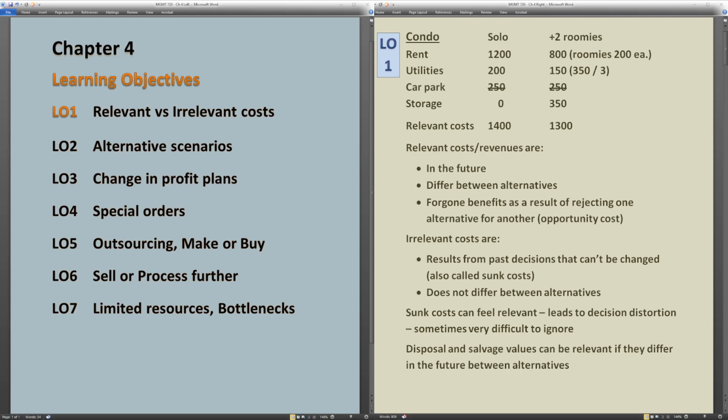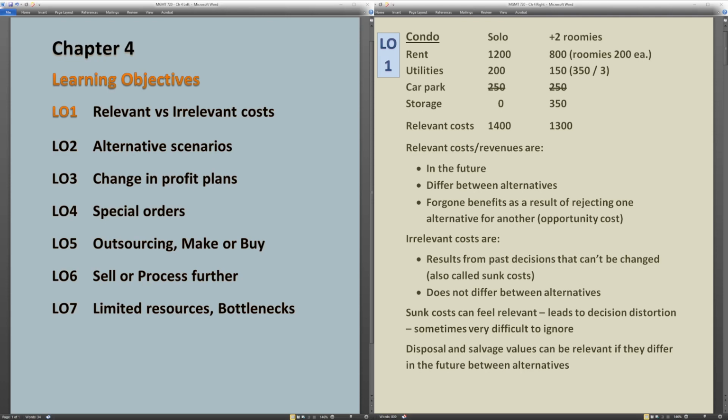Utilities for solo were $200, but with three people, perhaps the utilities are more. They're $350 divided by three people. And because your roommates would be occupying some rooms, perhaps you've got to put some stuff into storage. So if we look at the relevant costs, those that differ between the alternatives, the rent is different between being solo and having two roomies. The utilities are different between being solo and having two roomies. Notice that the car park, you're going to be paying $250 to be able to park your car there, no matter whether you do it solo or two roomies.